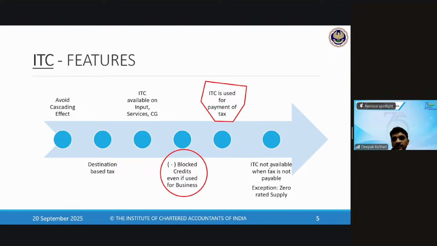Then ITC is not available when tax is not payable. This you understand, that ITC will not be available when tax is not paid. मैंने बताया ना इतना detail से with example, that when you have exempted supplies or when you have composition supplies, you do not have any tax payable, तो आपको ITC नहीं मिलेगा. Exception is zero rated supply. What is this exception? Hope you are clear with this exception.